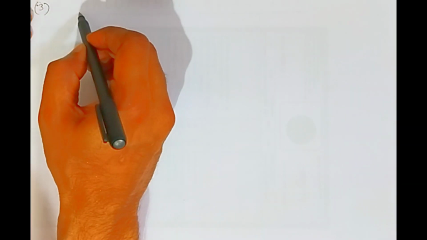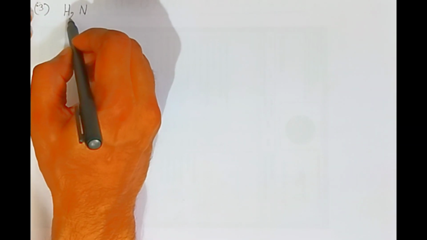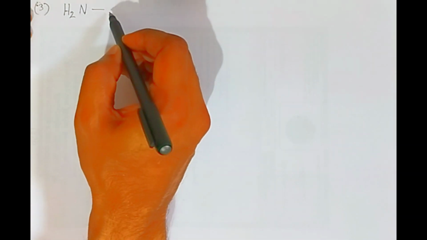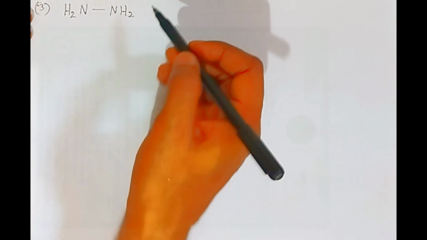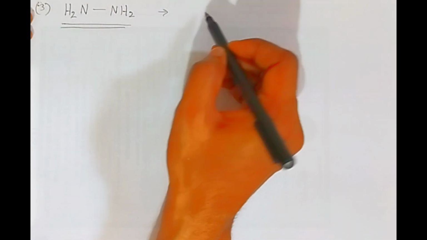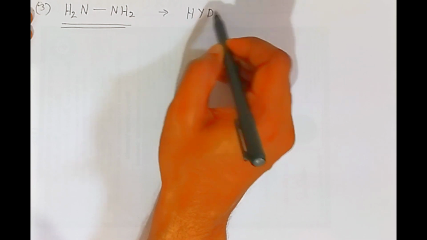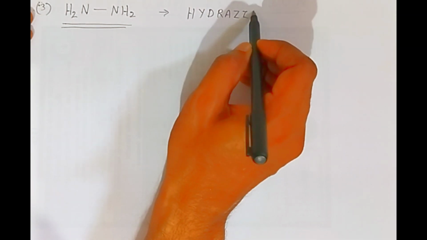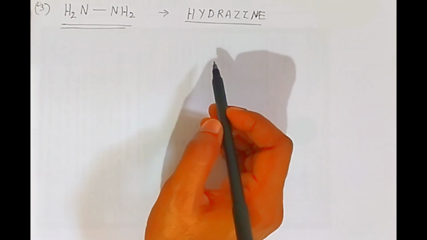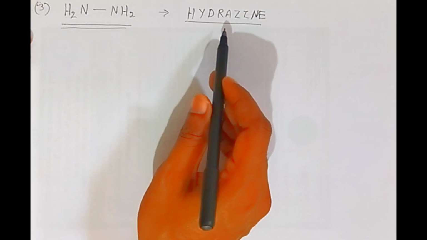The third ammonia derivative we are going to use is when one of the hydrogens of ammonia we are going to replace with another ammonia. So this is what we call hydrazine. Okay students, this is the ammonia derivative.